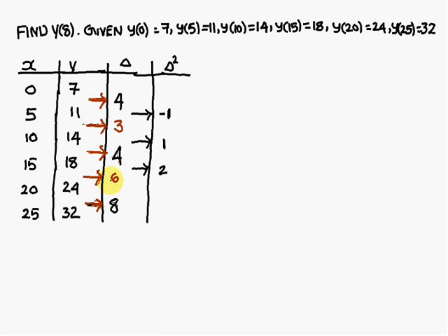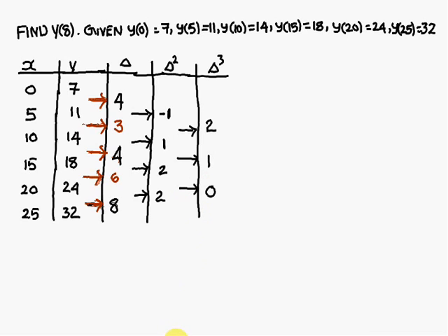6 minus 4, it is plus 2, I am writing here. Next one, 8 minus 6, it is plus 2, I am writing here. Next, third differences: 1 minus of minus 1 plus 1, 1 plus 1, it is 2. Okay, next one, 2 minus 1, it is plus 1, I am writing here. Similarly, 2 minus 2, it is 0.